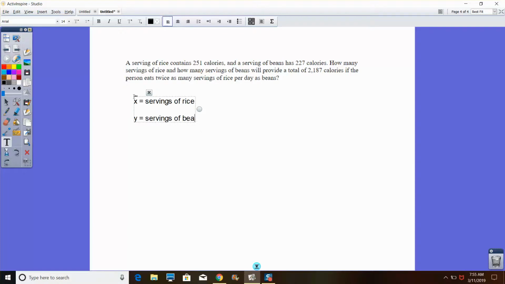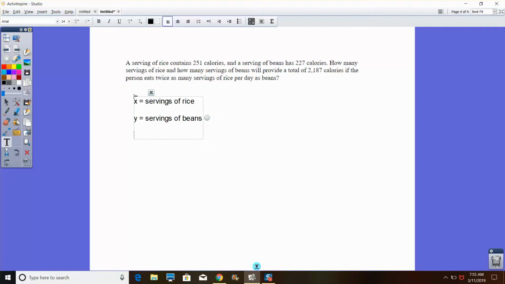Okay, it's a lot of carbs, by the way, in the rice at least. All right, and that's a lot of calories per day too if you're eating just rice and beans. But anyway, I digress. Servings of rice, servings of beans. Okay, so those are our variables, and let's think about what kinds of equations we can write for this.